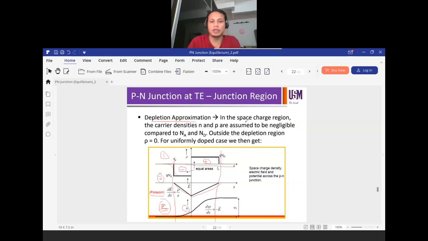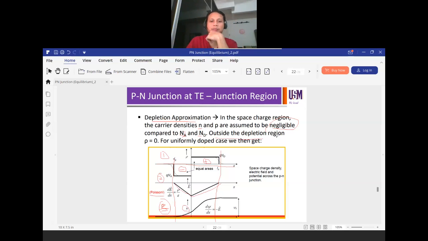Okay, so in the space charge region, the carrier densities n and p are assumed to be negligible compared to NA and ND. So kenapa negligible? Because this is depletion region. So depletion region, that means the regions are depleted of carrier. Dia tak ada carrier sangat berbanding dengan NA or ND outside the region. So NA and ND here is referring to the quasi-neutral region outside depletion on this side and outside depletion on the other side as well, right?